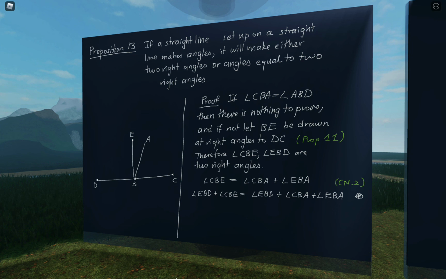Now, since the angle DBA is equal to the two angles DBE and EBA, so since DBA is equal to DBE plus EBA, adding ABC to each, maybe I've got the ordering of the letters a bit around the other way, but this is again by common notion 2.